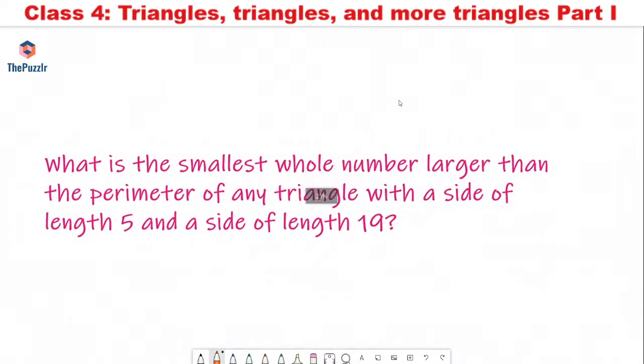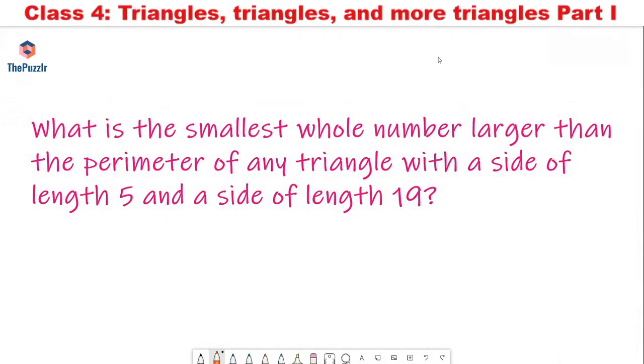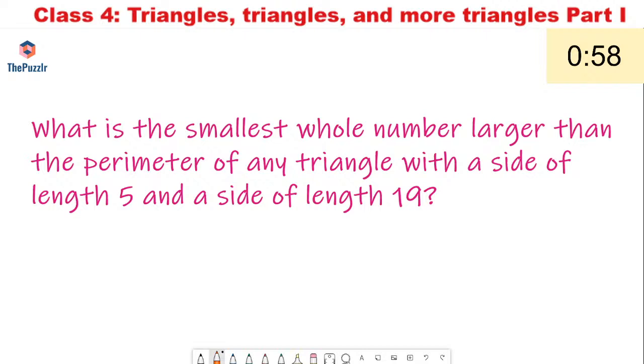Okay, what is this? This one's a bit easier. What is the smallest whole number larger than the perimeter of any triangle with a side of length 5 and a side of length 19? Take 60 seconds to solve this problem, although I suspect some of us might solve it more quickly, some of us less.